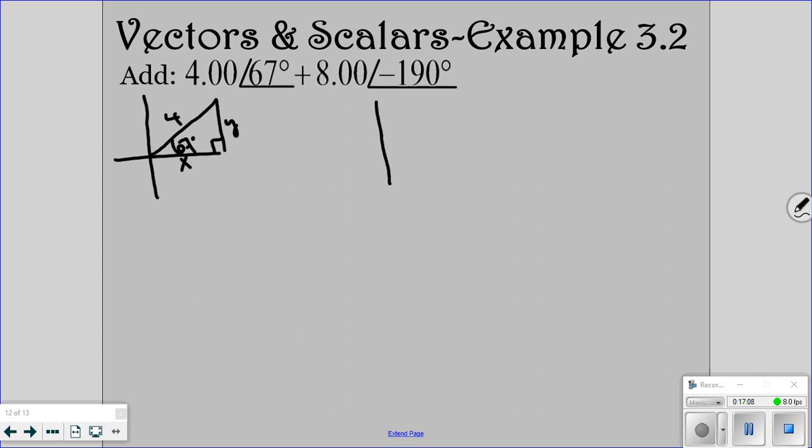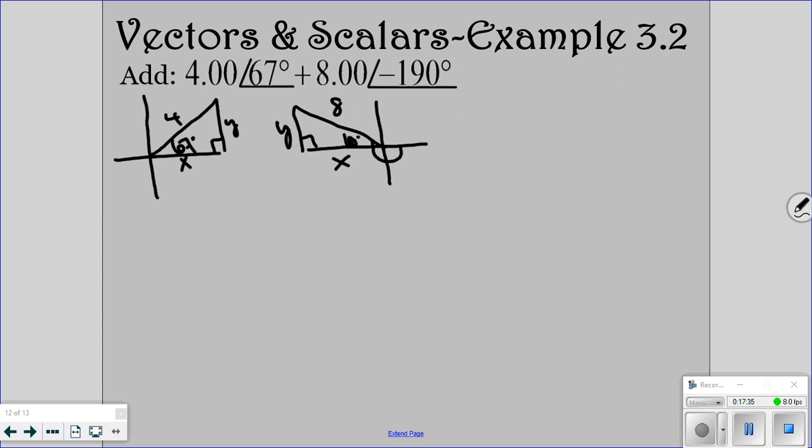And for this one, negative 190. So when it's negative, you always go down. So that's 90 degrees. That's 180 degrees. So we've got to go a little bit further. And you don't have to worry about your triangles being to scale, because they're really just to help you know what your numbers are. So we went 180, we had another 10 degrees to go. And then that's your x, and that's your y.